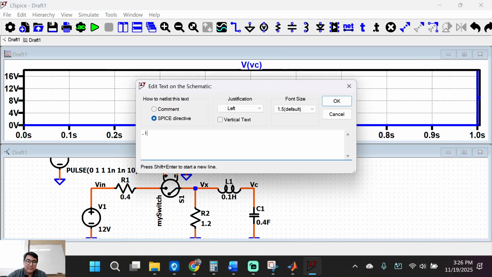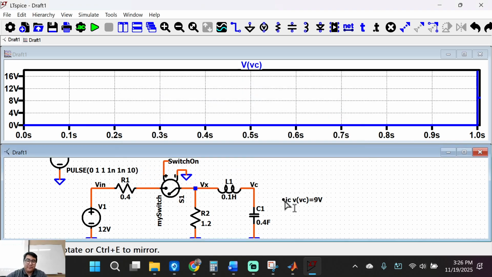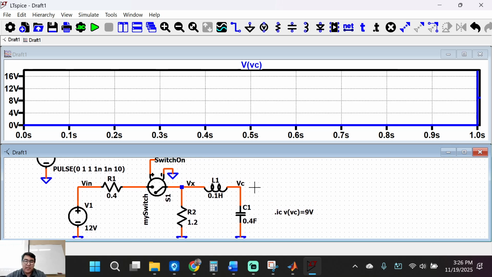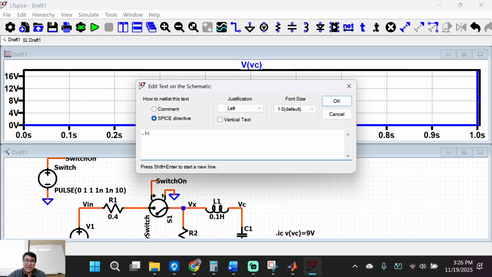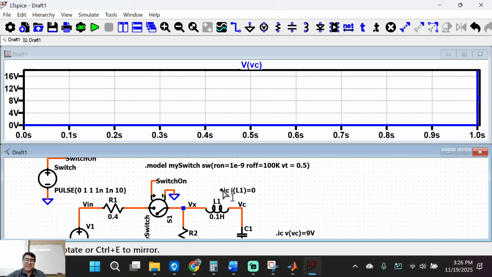.IC, the voltage VC, right? Voltage at VC is equal to, what was it, 9 volts? The initial voltage in there, right? Is that good? And then our initial current, I'm going to do .IC, the current I in L1, okay, is equal to 0. Does that make sense? See, this helps it run.